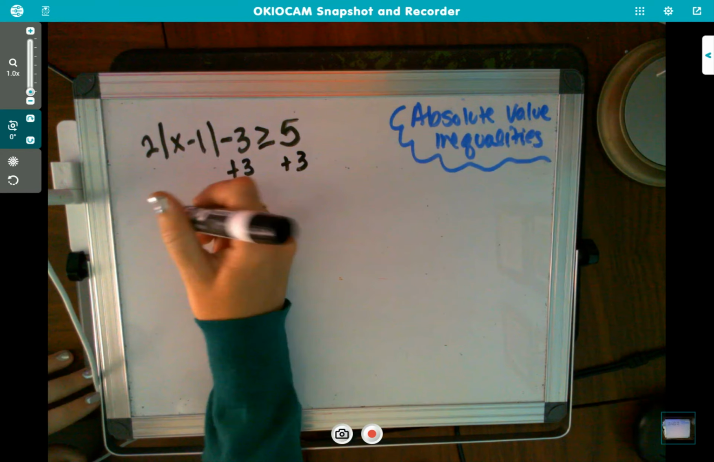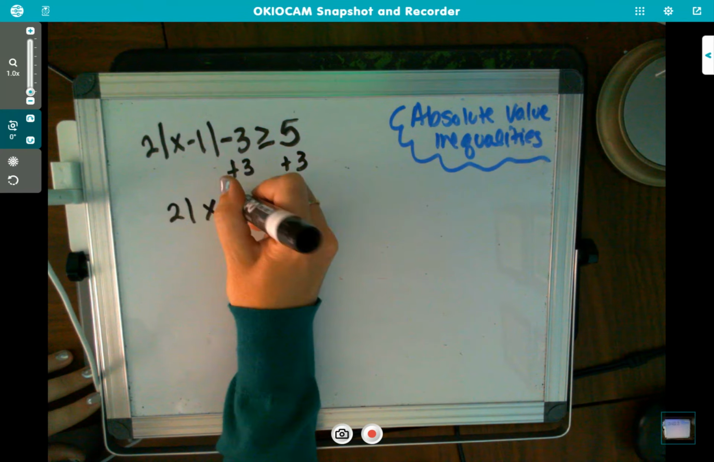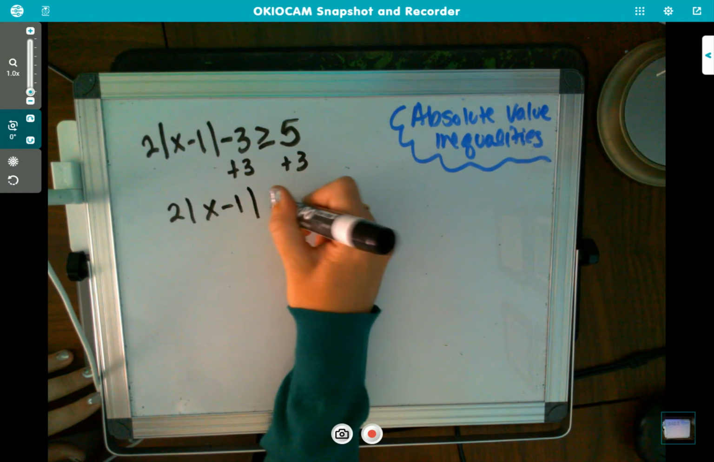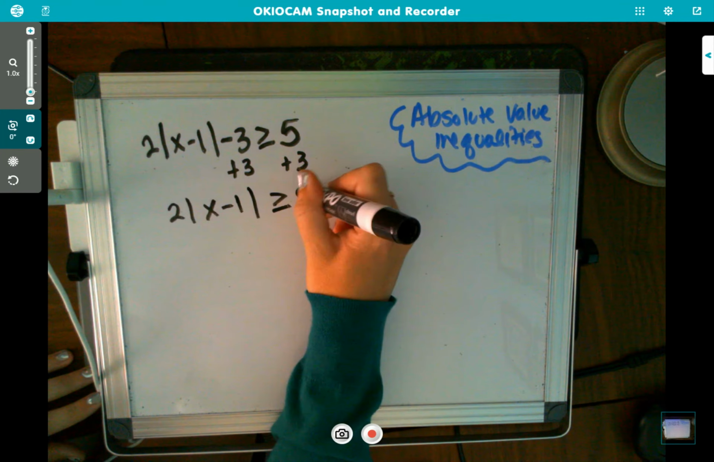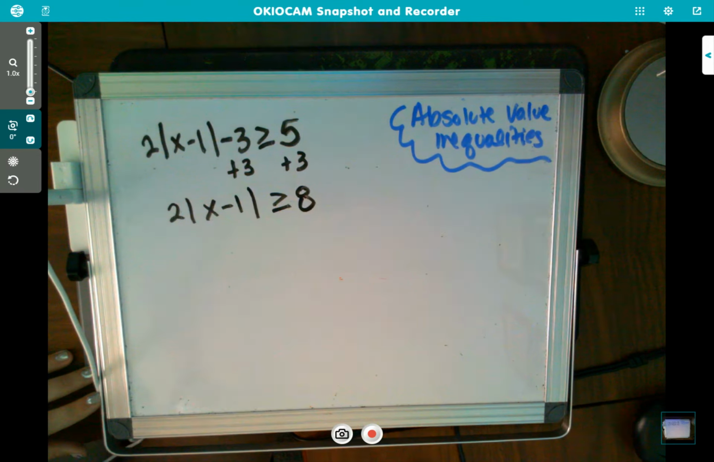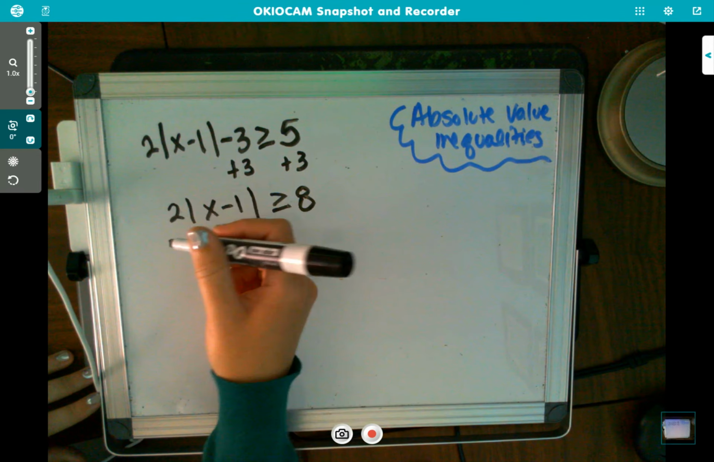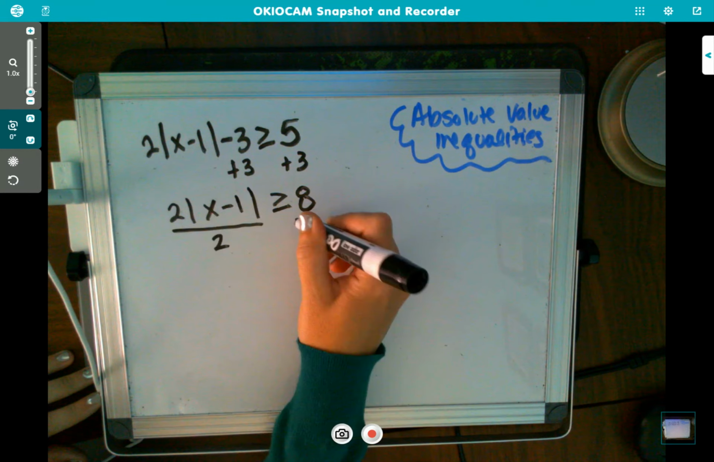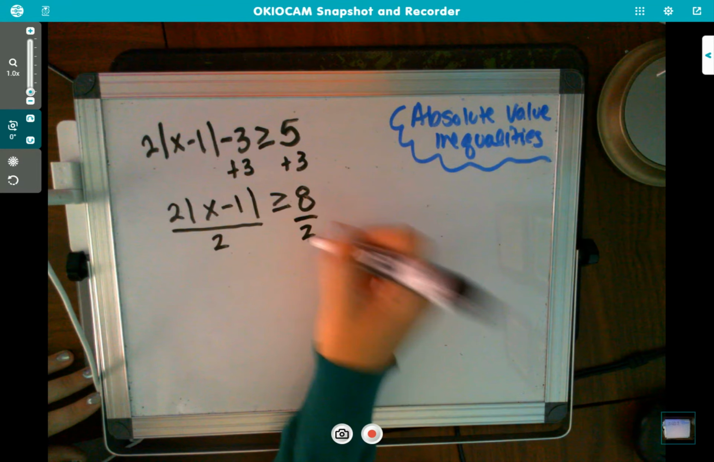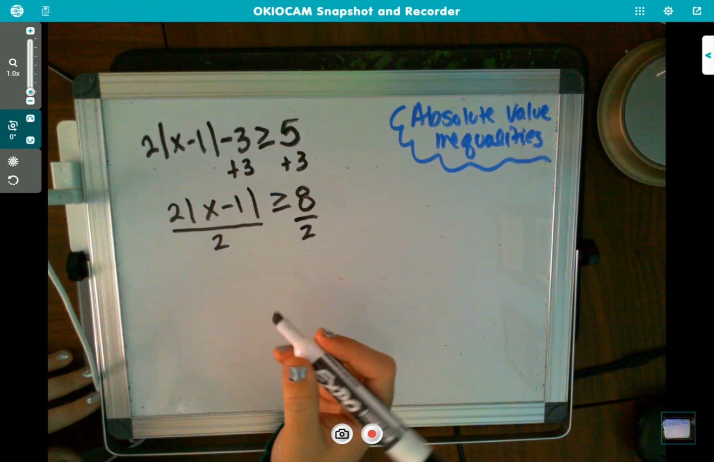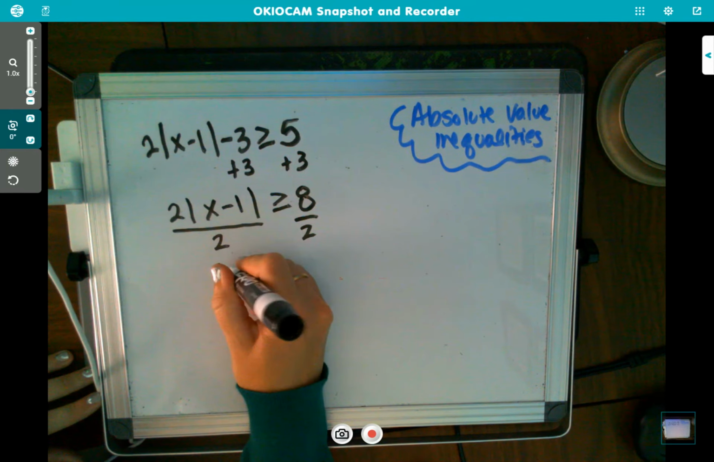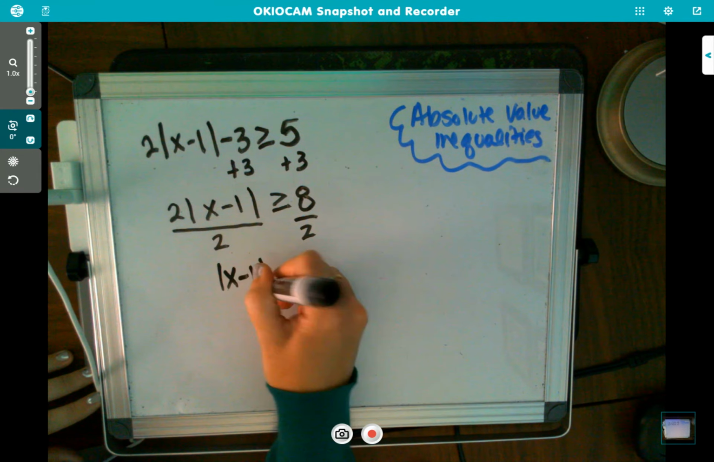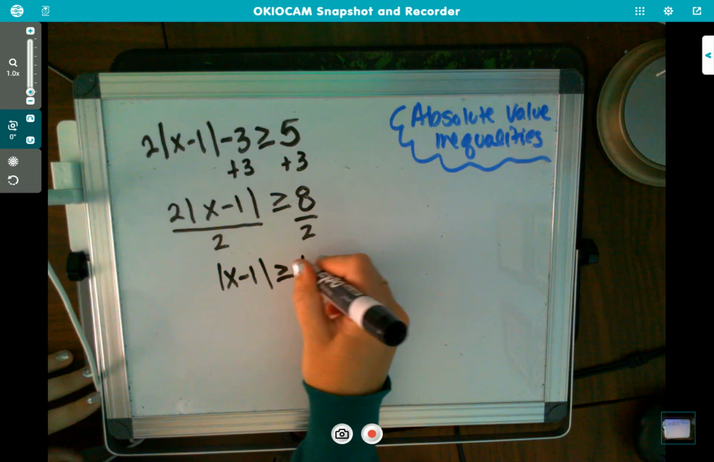So we're left with 2 times the absolute value of x minus 1 is greater than or equal to 8. Our next step is to get rid of the 2, right? We can't undo the absolute value until it's fully isolated. So divide both sides by 2. We're dividing by a positive number. We do not have to change that symbol. So we're left with the absolute value of x minus 1 is greater than or equal to 4.